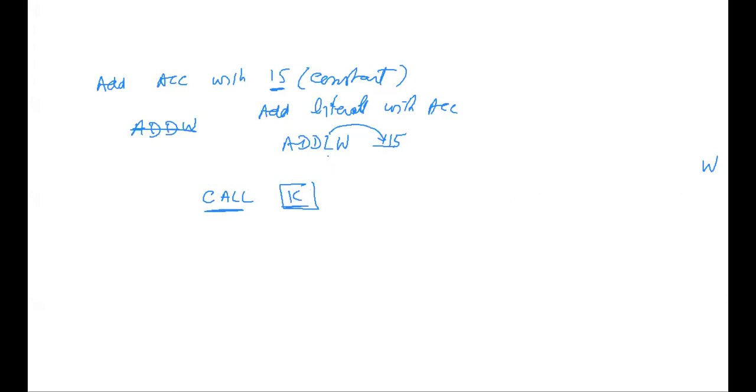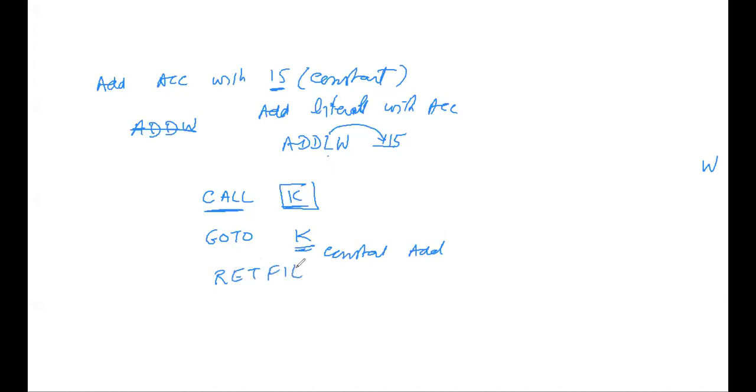CLRWDT, clear the watchdog timer. Go to, I can go to a different address. Go to K. K here is an address, a constant address. And go to is used for the jump instructions. Return FIE.